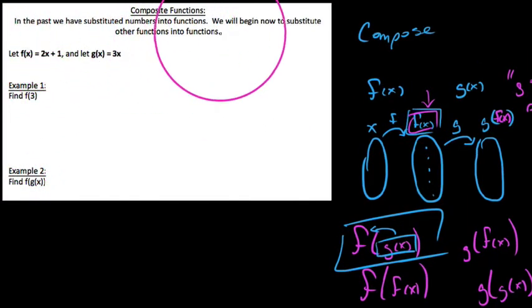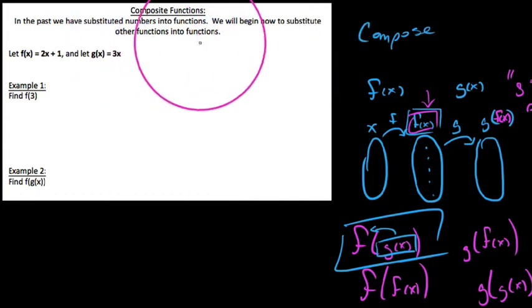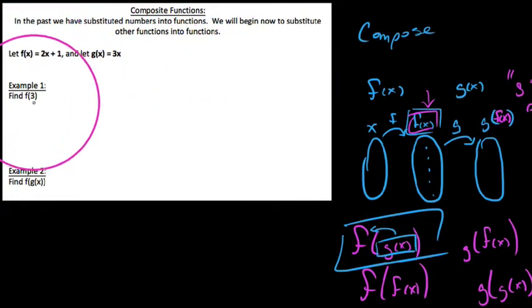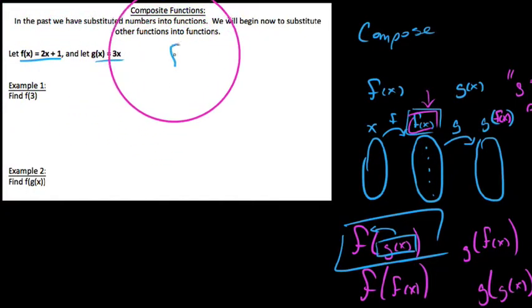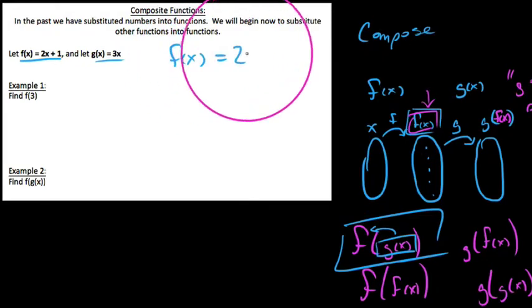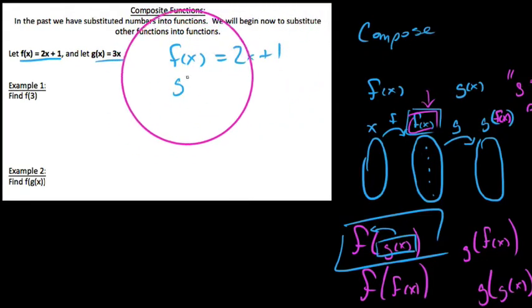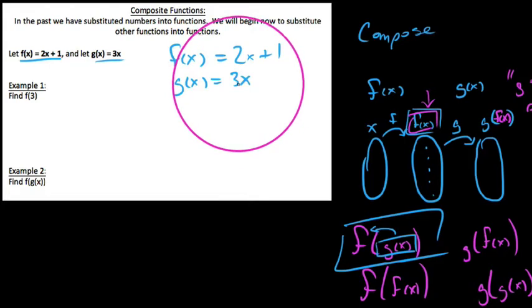It says we'll substitute other functions into these functions. So what I want to do is find all of these, given that f of x is 2x plus 1 and g of x is 3x. I'm going to rewrite these so we can see them a little more clearly. We say f of x is equal to 2x plus 1, and g of x is equal to 3x. So let's keep this in mind.